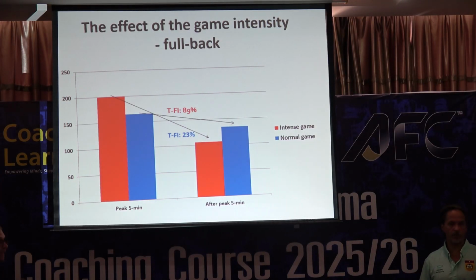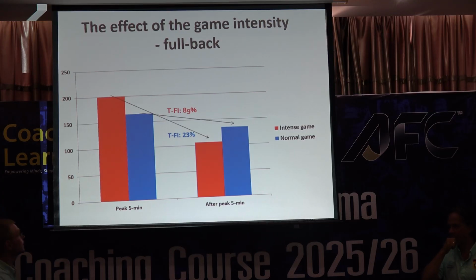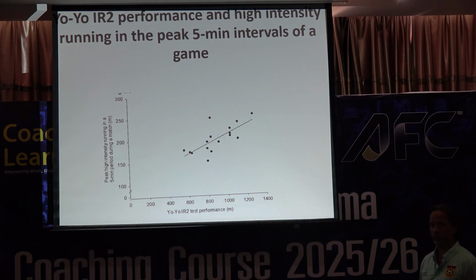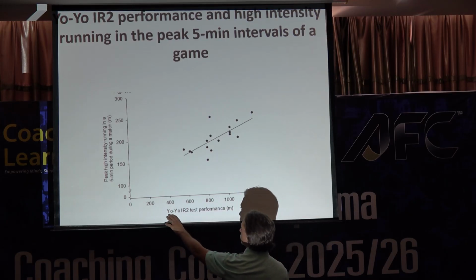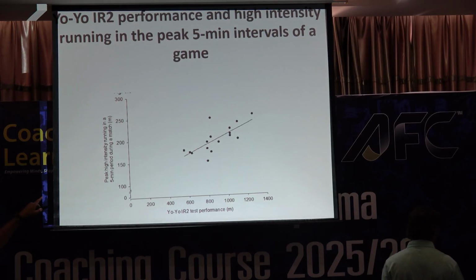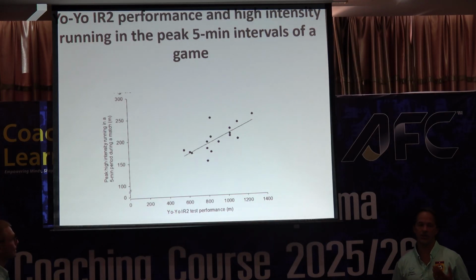And we see that when we try to make a correlation analysis of how much high intensity running a player can do in the peak periods, it's actually correlated quite well to yo-yo intermittent recovery level 2 performance. So this shows us that this is a physiological phenomenon.